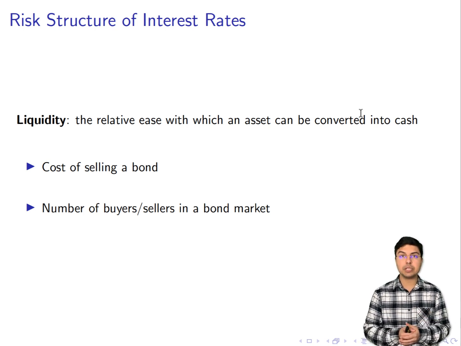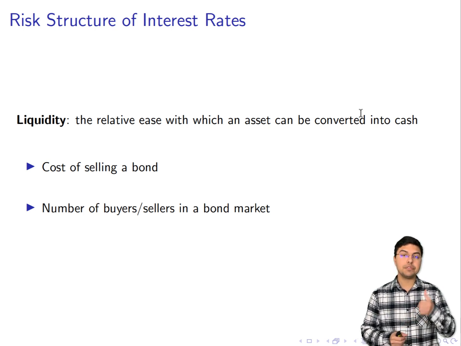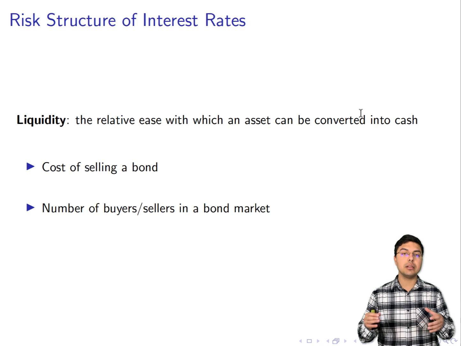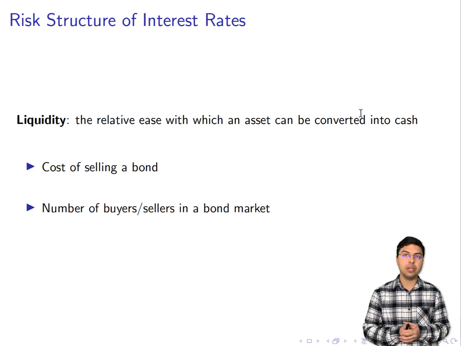Well, as we may have discussed in earlier lectures, liquidity is the relative ease with which an asset can be converted into cash. Now, the two key factors that determine how liquid an asset is: first of all, the cost of selling a bond, that is, the transaction cost associated with selling a particular bond. And it is also worth understanding that the liquidity of an asset is also determined by the number of buyers and sellers we have in that particular asset class, okay?